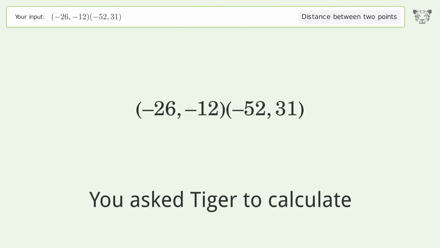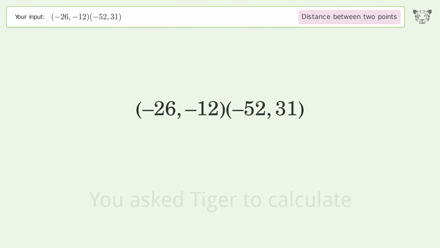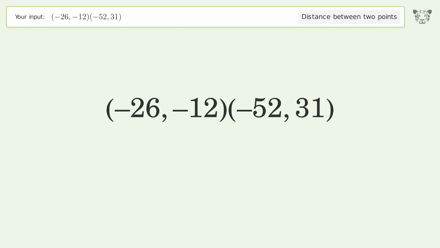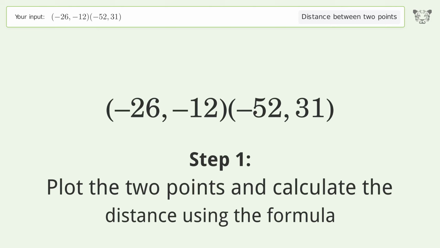You ask Tiger to calculate. This deals with the distance between 2 points. The distance between the 2 points is the square root of 2,525 or 50.249. Let's solve it step by step. Plot the 2 points and calculate the distance using the formula.